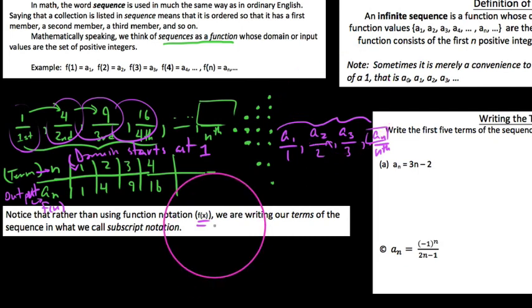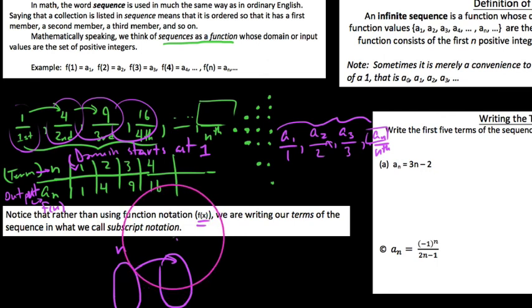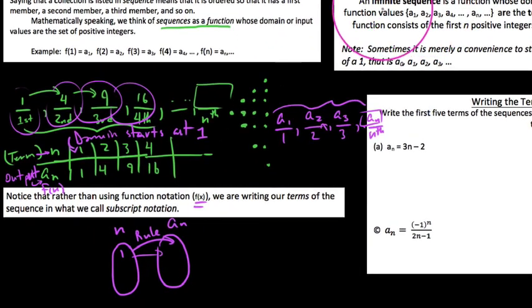If all these are just functions, that's all they are. We have some term, and it goes to some output over here, some a sub n, and it has a rule. This rule tells me how to get from the term over to the output. Then what we want to do is define these kind of like a function and treat them the same way. So we say an infinite sequence, like this triangular one over here.